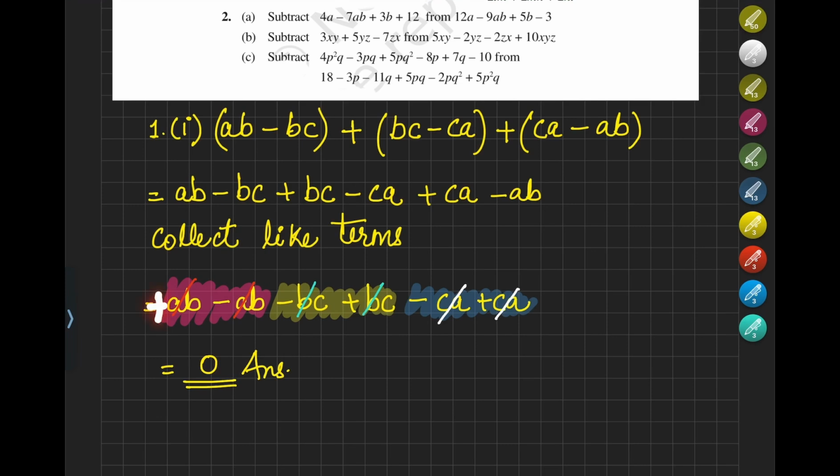Now we see that this is plus ab and this is minus ab. So the coefficient here is 1. So plus 1 minus 1 is equal to 0. That is why this has been cancelled. So this becomes equal to 0. Similarly, this becomes equal to 0. And this also becomes equal to 0 because they have the same numerical coefficient with opposite signs. So that is why it has been cancelled. And 0 plus 0 plus 0 is equal to 0, which is the answer.